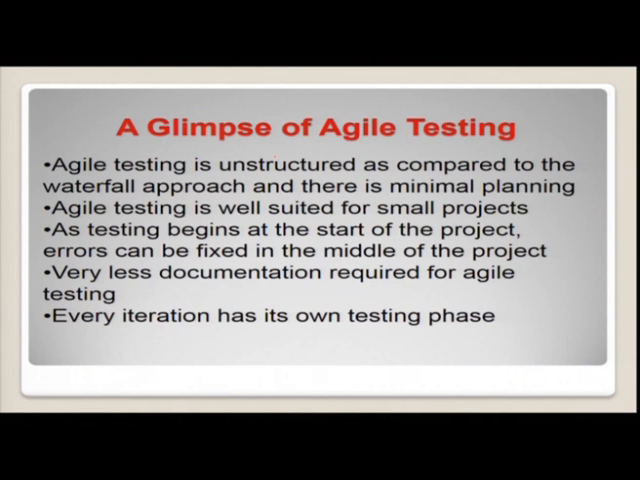Why? It is because in a waterfall approach you have a separate phase called the testing phase. You do all your testing activity after completing your development. Whereas here in this agile approach, the testing is done then and there, and that is the reason agile testing is said to be unstructured as compared to the waterfall approach, and it requires minimum planning. You plan as you go, whereas in the traditional model, you plan upfront. There in the traditional model you plan upfront. Here in the agile model you plan as you go.